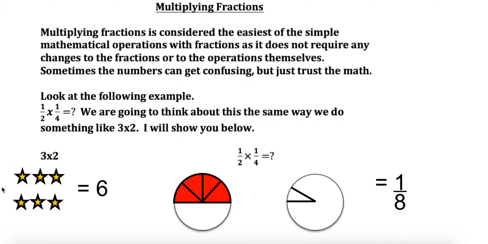Okay, looking at this same process we did here. We had 3 groups of 2. Here we had our half, which is colored in red. And then I've made it quarters, and I've taken one of those quarters. So 1/4 of that half is 1/8.